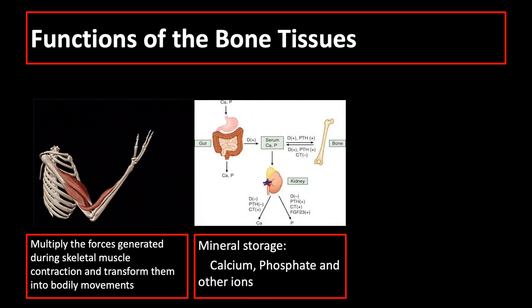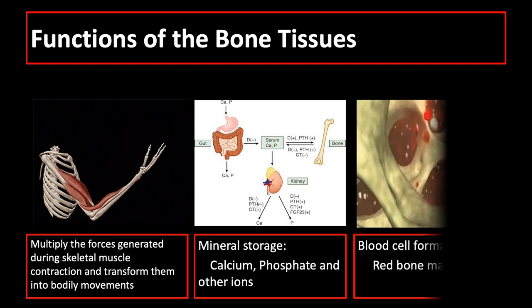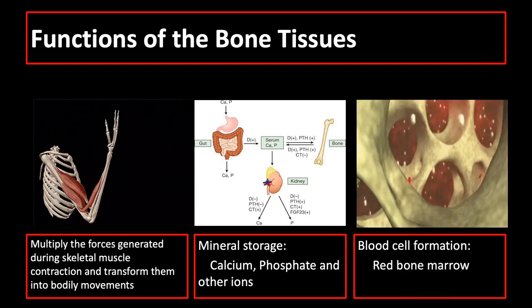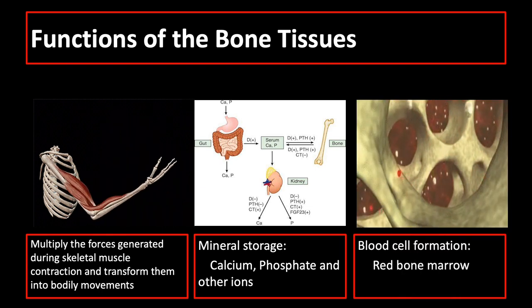The bone also stores minerals, maintaining the homeostasis of calcium and phosphate levels in the body, and the red bone marrow inside the bone undergoes hematopoiesis, or blood cell formation.